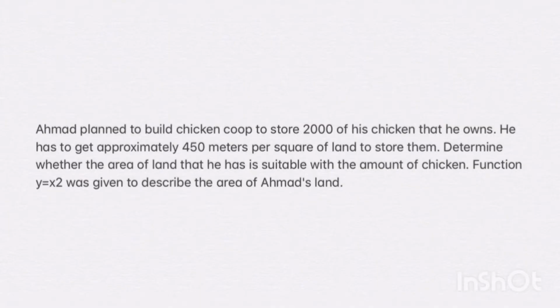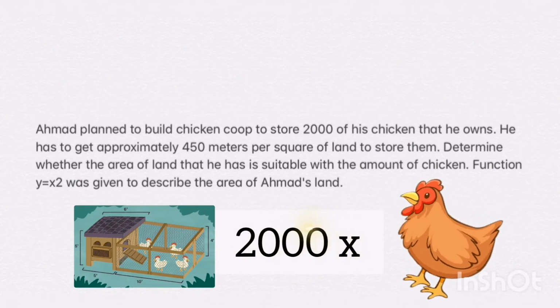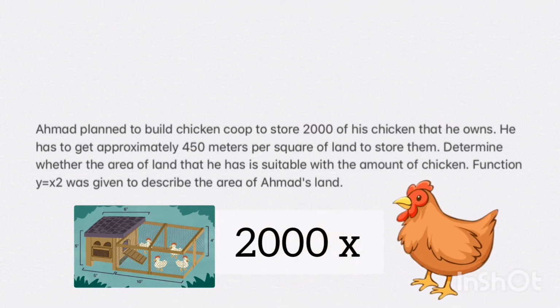Ahmad planned to build a chicken coop to store the 2,000 chickens that he owns. He has to get approximately 450 meters per square of land to store them. Determine whether the area of land that he has is suitable for the amount of chicken. The function y equals x squared was given to describe the area of Ahmad's land.